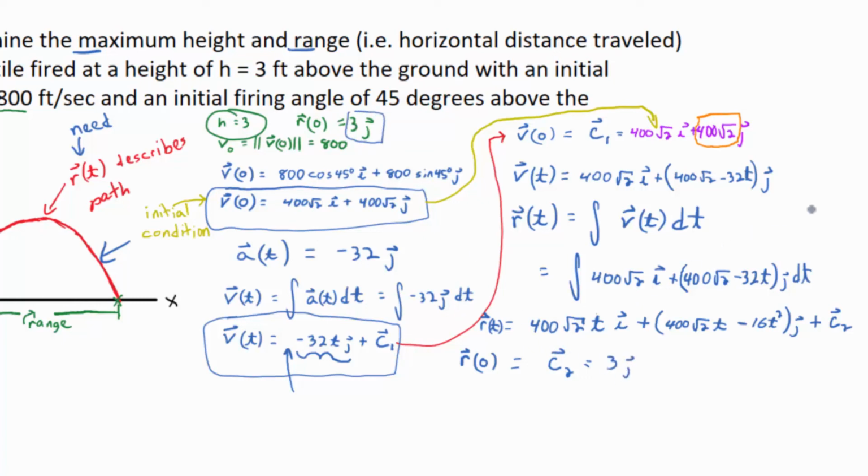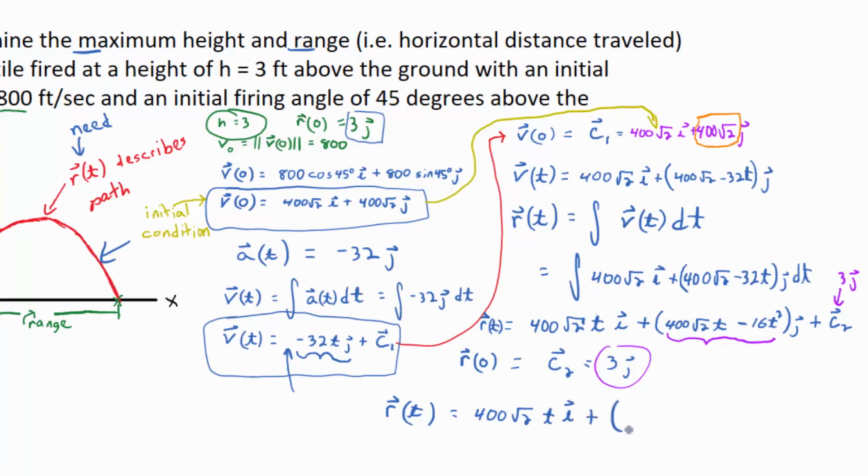All right, so let's write down R of t then. If we fill in the 3j, so what do we need to do? We need to add 3j to the j term in our formula. That's essentially what that is, right? So I'm going to combine that into one quantity in front of the j. So that's not going to affect the I component, is it? So I get 400 radical 2 t i. Nothing's changed there.